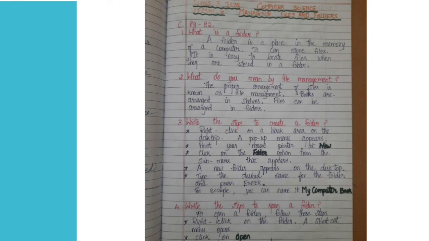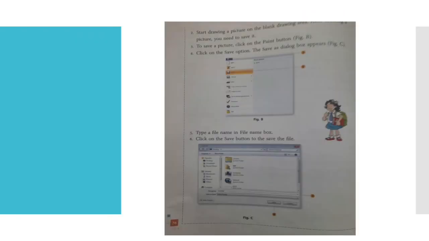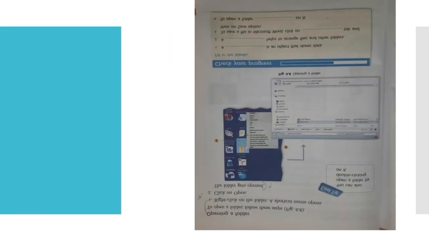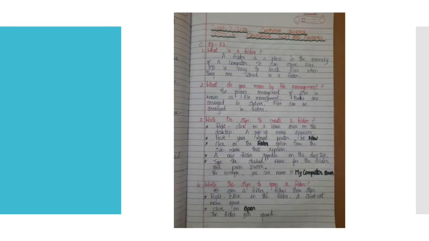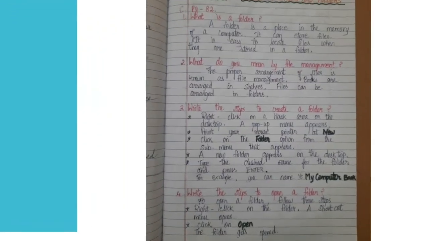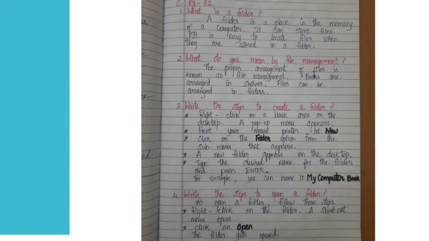Point your mouse pointer at New. Click on the Folder option from the submenu that appears. A new folder appears on the desktop. Type the desired name for the folder and press Enter. For example, you can name it My Computer Book.